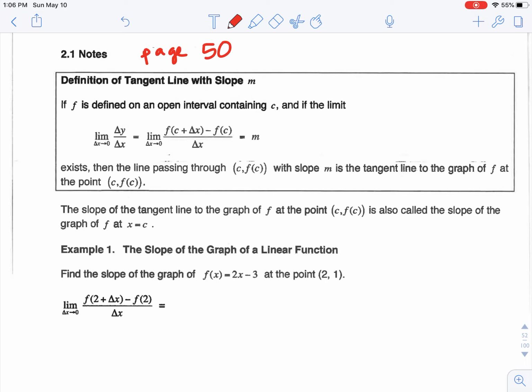So it's kind of neat to know what is a derivative. You heard people talking about taking derivatives and differentiating and what's the derivative. So we're going to learn about that today. All right, so here we go. So we're starting with the definition of a tangent line with a slope m.